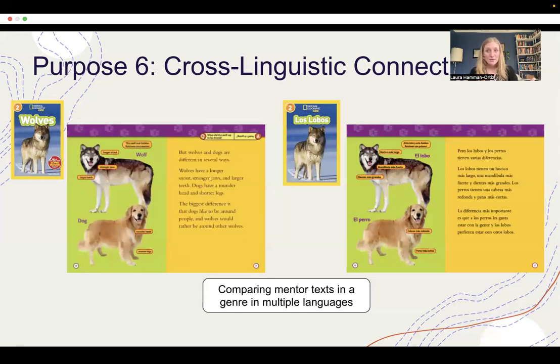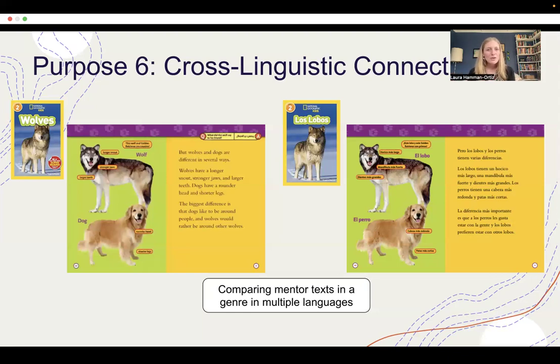So this is a great way to also build metalinguistic awareness, right? So this is the text that you see, wolves in English, los lobos in Spanish, is structured as a report. So you can think about, okay, how do authors organize reports? What language features are part of a report? What is the purpose of a report? And then how do the language features and the organization help the text accomplish that purpose, right? So you can have some larger conversations that are more around metalinguistic awareness.